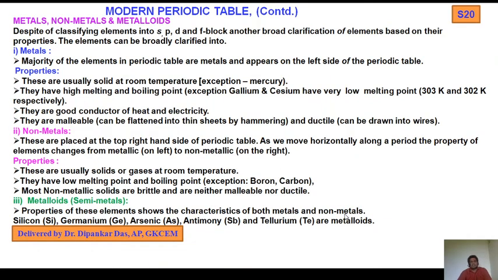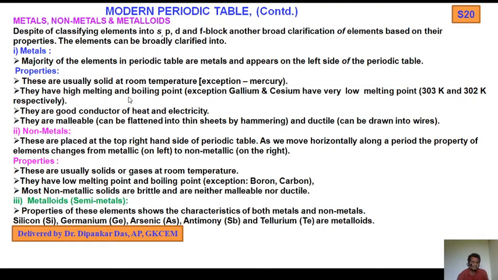Metals, non-metals and metalloids. Which elements are to be said metals, non-metals and metalloids? Despite a classification of elements into s, p, d, f, there is another broad classification of elements based on their properties. These elements can be broadly classified into metals. Majority of the elements in the periodic table are metals. So most of the elements are metals. They appear on the left hand side of the periodic table.